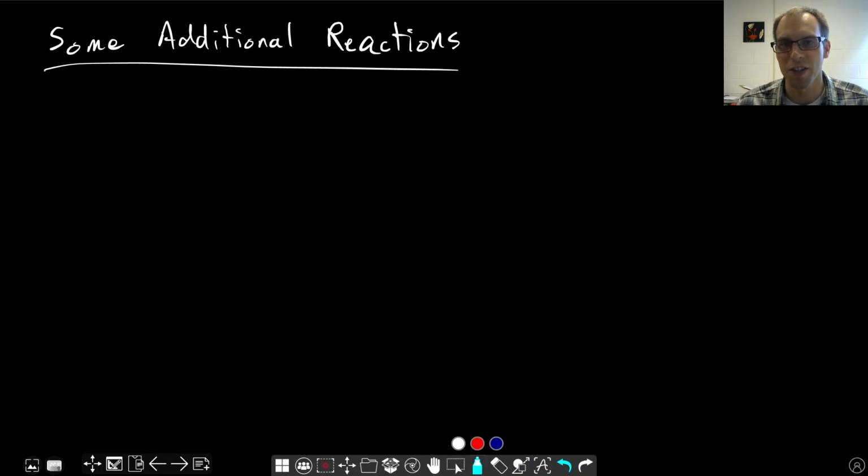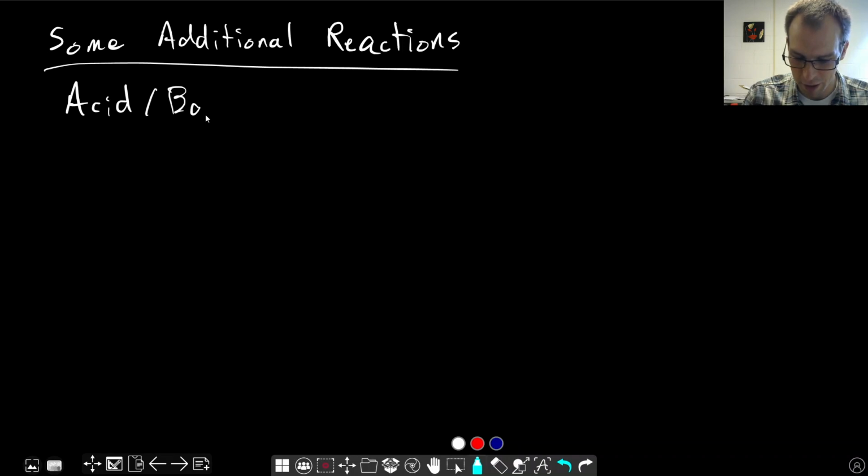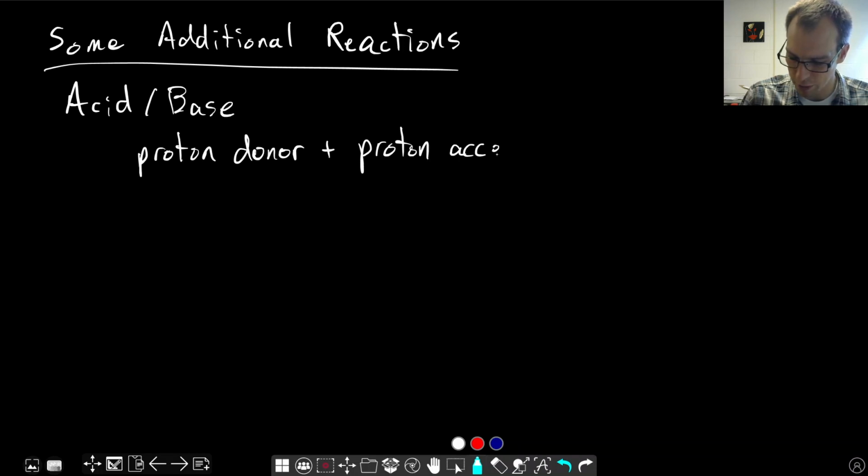To finish our discussion in Chapter 4, I want to talk about a few additional reactions that we haven't already covered. But first, a quick review of what we have covered. The first thing we've talked about is acid-base reactions. This is where we have a proton donor plus a proton acceptor that will react with each other and do what's called an acid-base neutralization reaction.